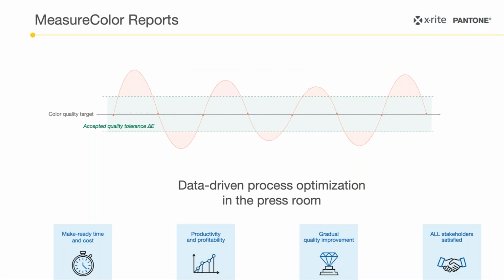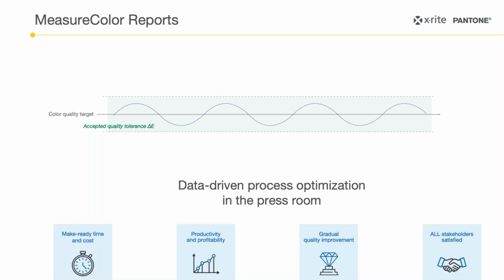And of course, the whole idea is to eliminate or reduce the red zones so that you can start your job much closer to the desired color target and hopefully, in many cases, inside of the tolerance area. And all of this is based on data, on measurements.